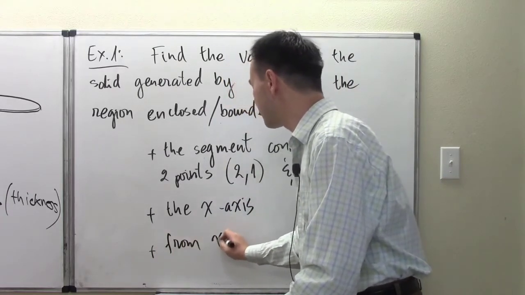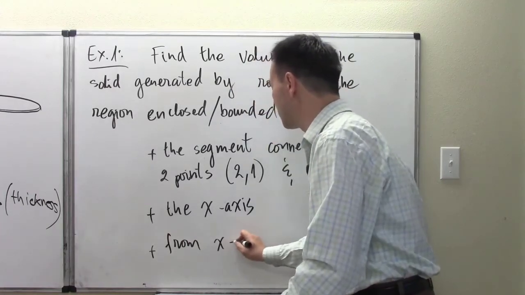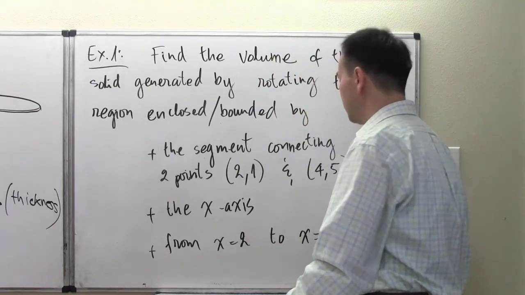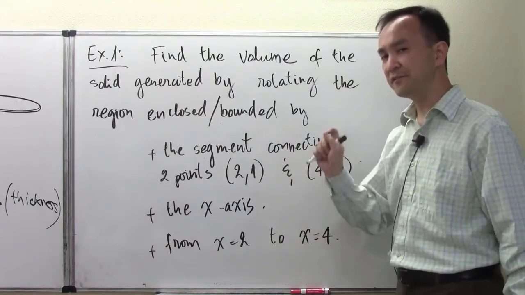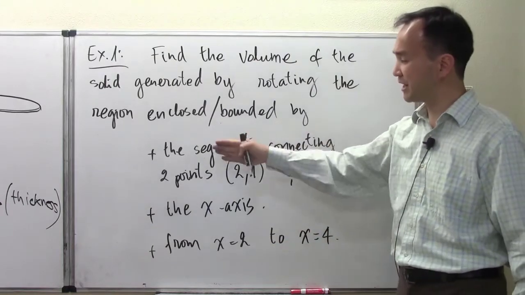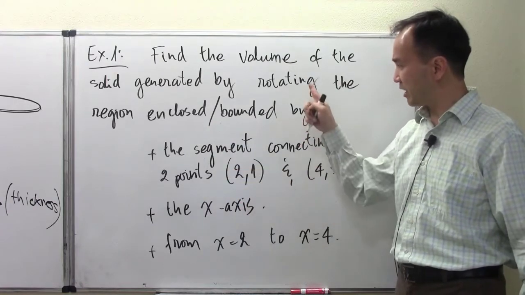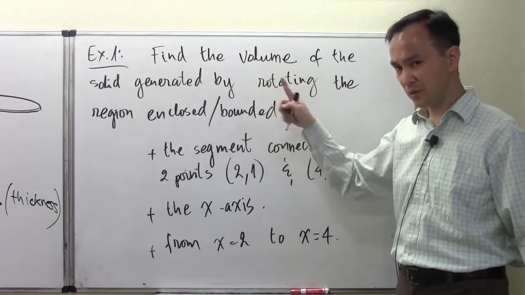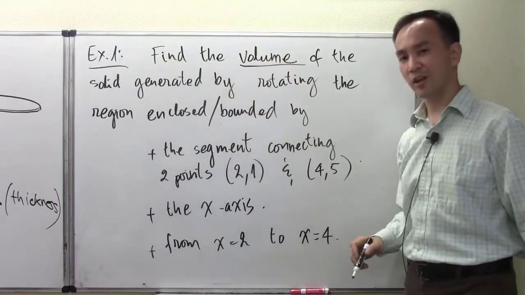from x equals 2 to x equals 4. Okay, so the 3 descriptions here define our region, and with those 3 descriptions that define our region, we're going to take that region and rotate it, and once we've finished rotating it, we're going to find the volume of that solid right there.